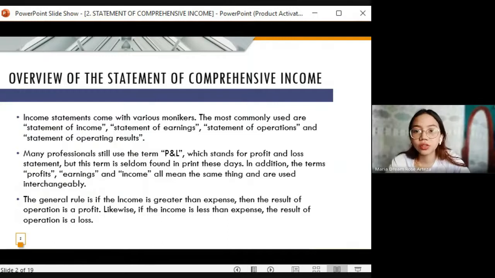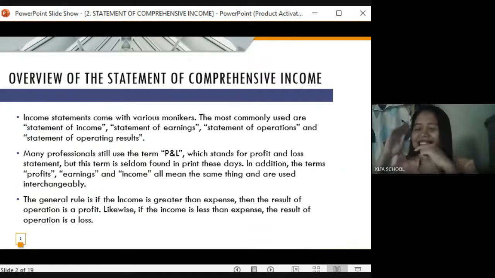Many professionals still use the term P&L, which stands for Profit and Loss Statement, but this term is seldom found in print these days. In addition, the terms profits, earnings, and incomes all mean the same thing and are used interchangeably. Okay, interchangeably. All right, thank you, Dream Rose.